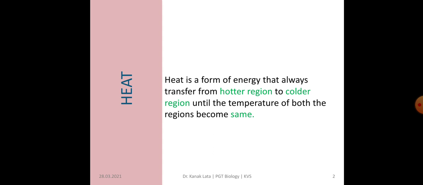First it is about heat. Heat is a form of energy that always transfers from a hotter region to a colder region. And up to when will it be transferring? Until the temperature of both the regions becomes the same. So heat is a form of energy that always transfers from hotter to colder region until the temperature of both the regions, that is the hotter region and the colder region, becomes equal.